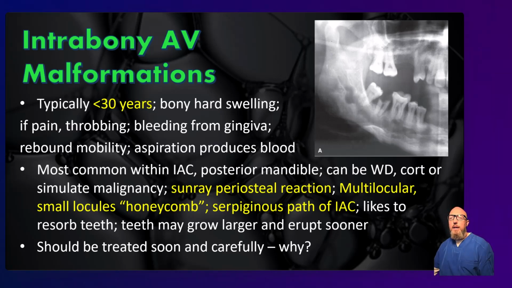But another one, if it occurs elsewhere in bone, a lot of times it has these small loculations, similar to a honeycomb type of ameloblastoma. And behaving like a benign tumor, it can resorb teeth. It can do all these other things that benign tumors do. And so the slide asks you why treat it soon and carefully. Well, the answer is what I just said, and probably matters more than anything else in this entire topic.